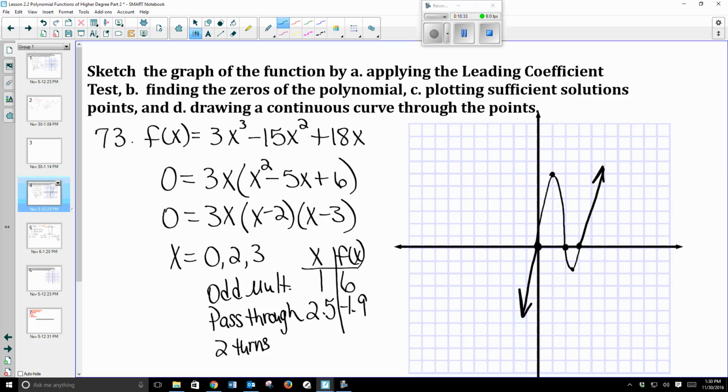Yes? When it hit 6 on the y, it bounced. Okay, but this behavior is only where it crosses the x-axis. What is it doing at the zeros? When you're testing the multiplicity, that's just what the behavior of the graph is doing when it's going through the zeros.